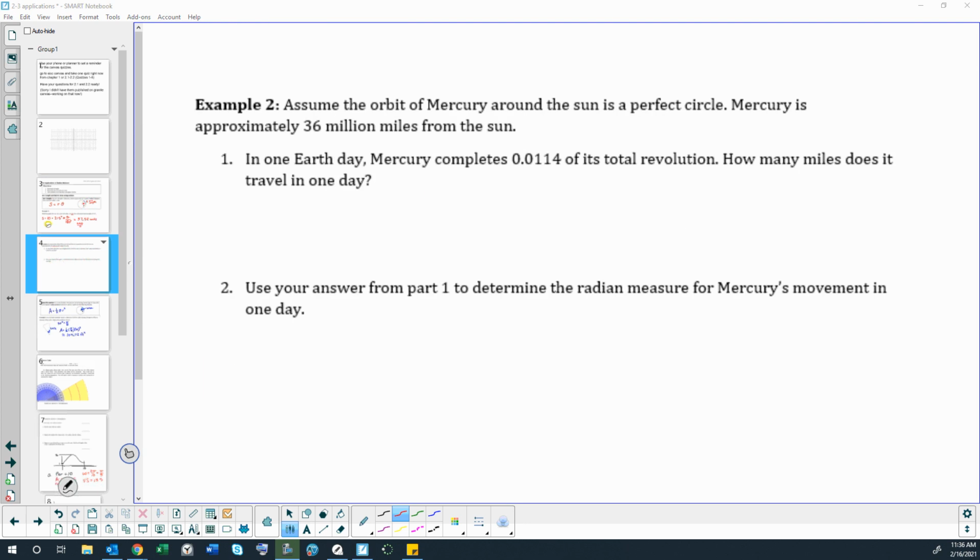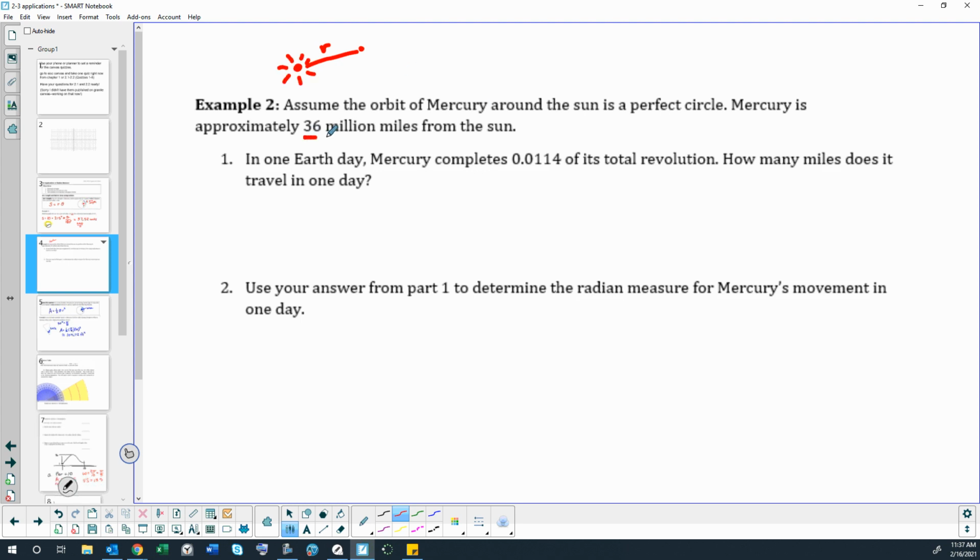Example 2, assume the orbit of Mercury around the Sun is a perfect circle. We know it's not. We know it's elliptical if you've studied any of that astronomy stuff at all. But that's okay. For this problem, we're just going to make an assumption. Mercury is approximately 36 million miles from the Sun. So if you imagine you've got the Sun, and Mercury out here in a circular orbit around the Sun, that right there could be called the radius, right? From the Sun to Mercury.